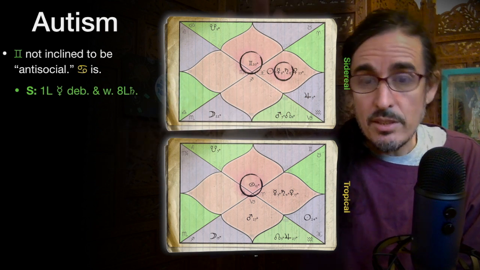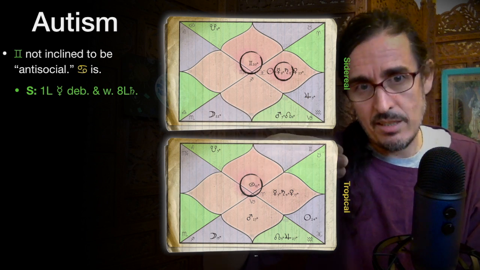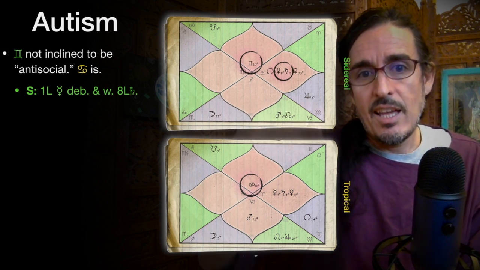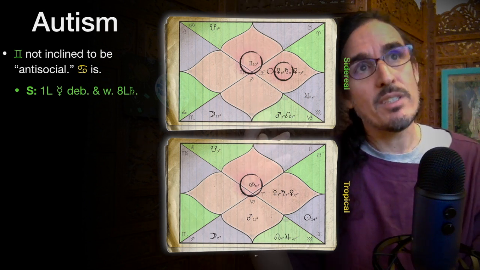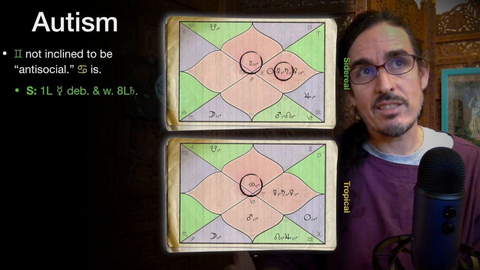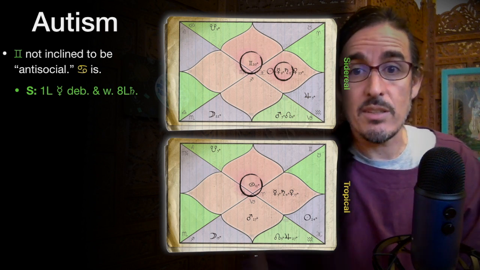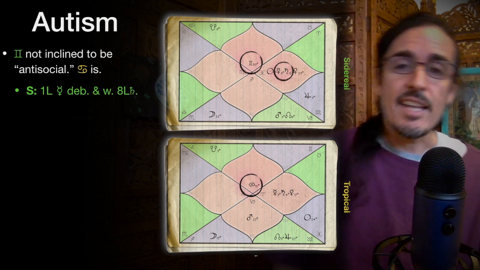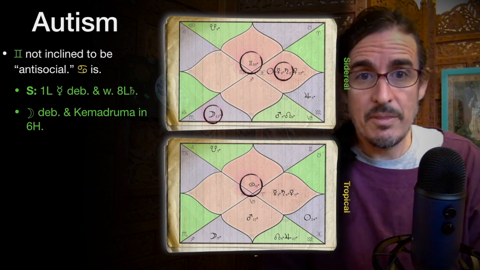The first lord Mercury is debilitated. So this guy's not going to be a typical Gemini rising. And it's with the eighth lord. So again, he's not going to be typical. He's going to actually have kind of opposite traits to Gemini because the first lord is debilitated. It's with the eighth lord Saturn. And on top of that, in the sidereal chart, the moon is debilitated too.